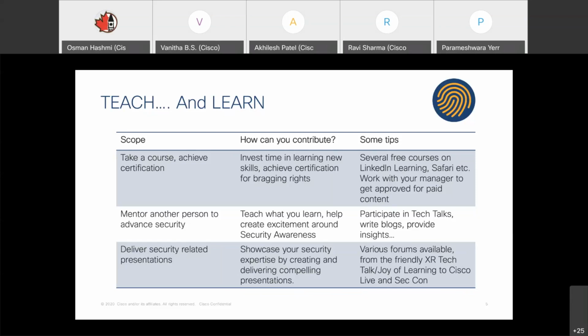The last sub-bullet to this pillar is delivering a security-related presentation. This is a little bit tricky because it requires not just the knowledge and the confidence, but also the luck factor. There are various forums for this. Some of us have been lucky to go to Cisco Live, and we have presented various topics. Some of us have been able to talk about security in these forums.